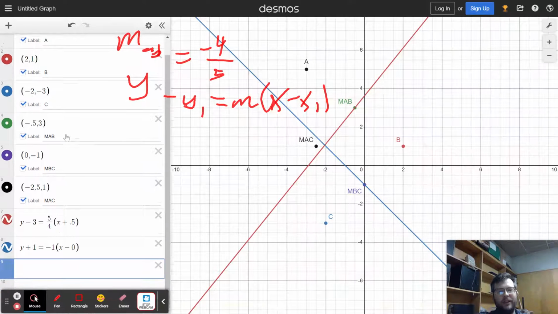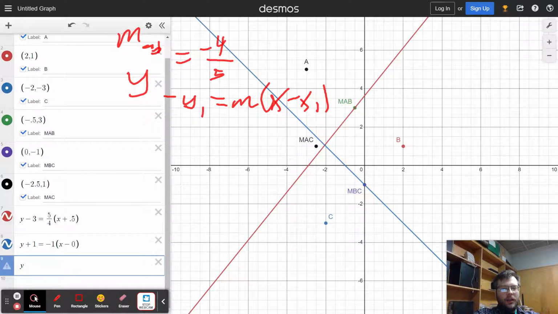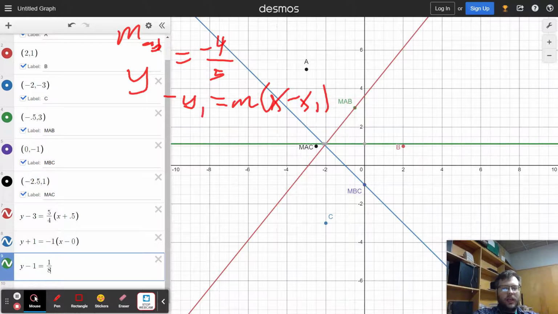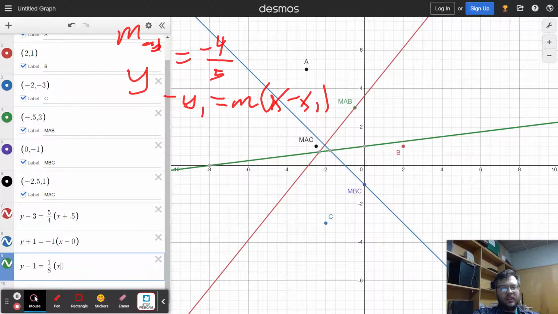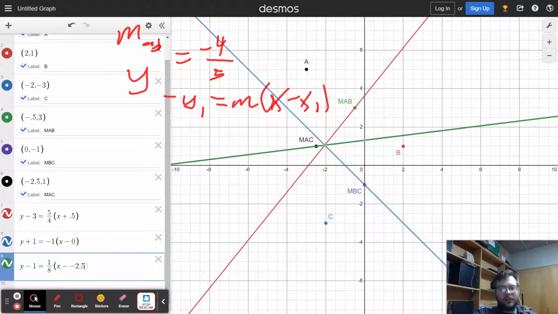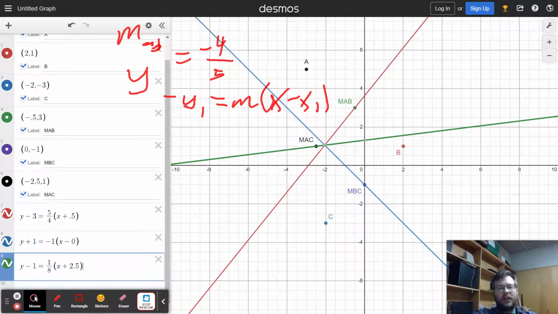So that's a -8 over 1, switching to a +1 over 8. So I'm going to write y, and then the MAC has a y value of 1, so y minus 1 equals 1 over 8 times x minus the midpoint of MAC is 2.5, sorry, negative 2.5, so minus negative 2.5, or I could write positive 2.5.